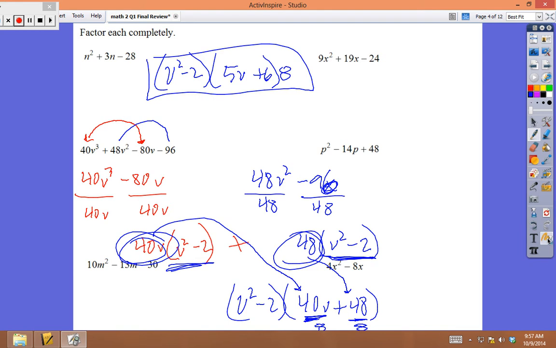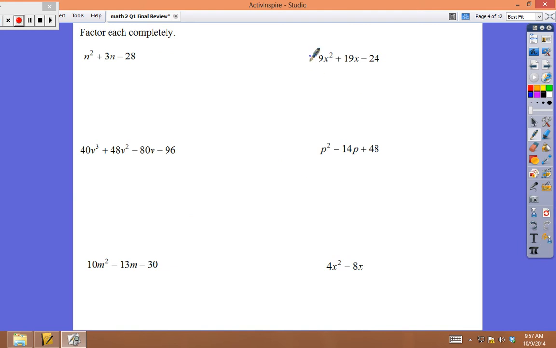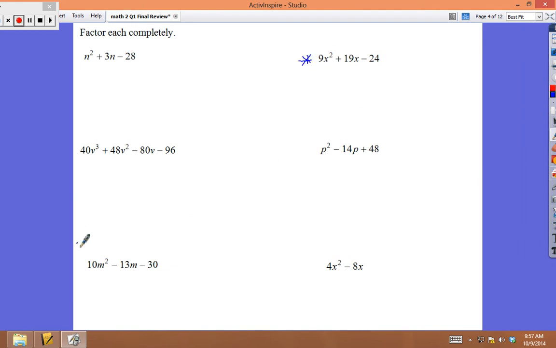Okay, now these other two right here are only for the honors. So the regular kids, you guys don't worry about these, just fast forward. But the honors, here we go.